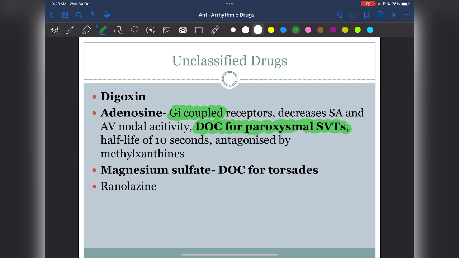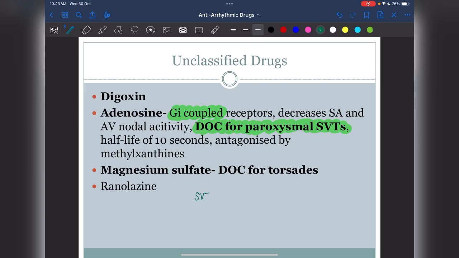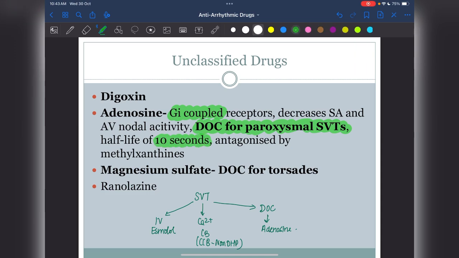So we have studied the drugs for supraventricular tachycardias just now. Supraventricular tachycardias, we studied IV esmolol, we studied calcium channel blockers, CCBs, non-DHP, and we have just studied the drug of choice, that is adenosine. Please remember, adenosine is the drug of choice for paroxysmal supraventricular tachycardias. It has a half-life of just 10 seconds, so it's very rapidly acting.